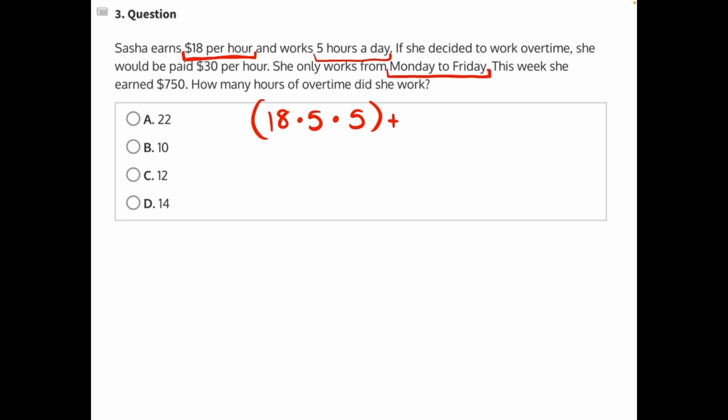Then on top of that, she makes overtime money, which is $30 per hour. However, the question is asking us how many hours of overtime did she work? So that is our unknown, our x variable. And we can set that equal to the total amount of money she made for the week, which is $750. And now we can begin to solve for our variable x.